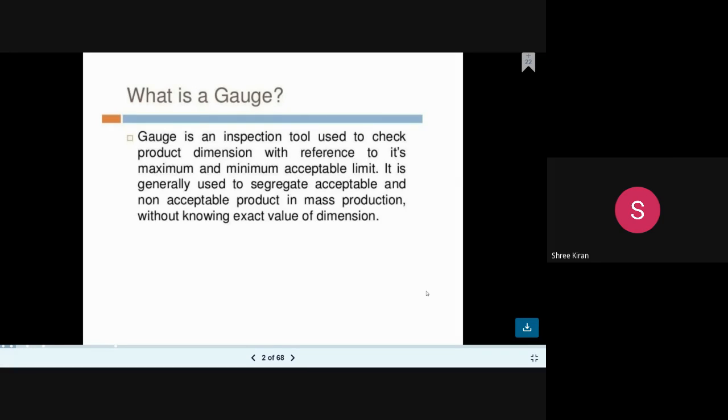So, last class we were mainly discussing the measurement of surface roughness, and I hope you have got an idea of what you mean by surface roughness, and what techniques we have discussed with respect to that. Now we are discussing the gauges.